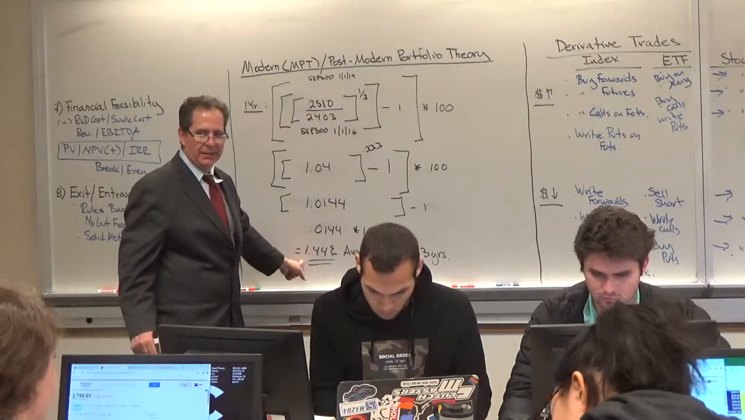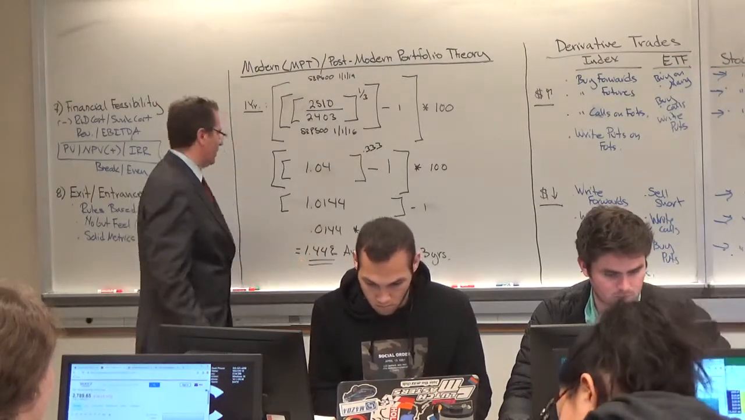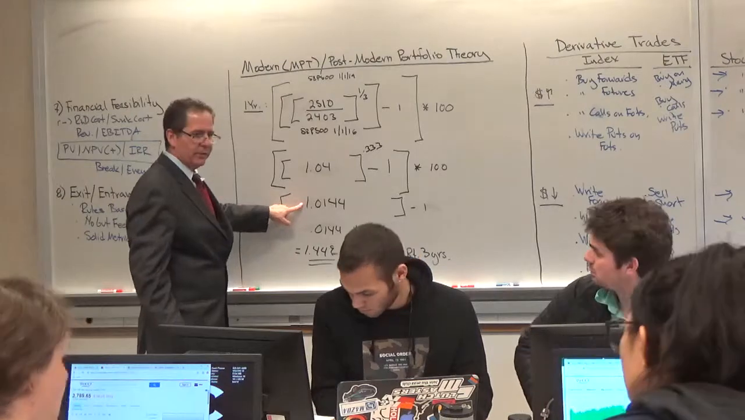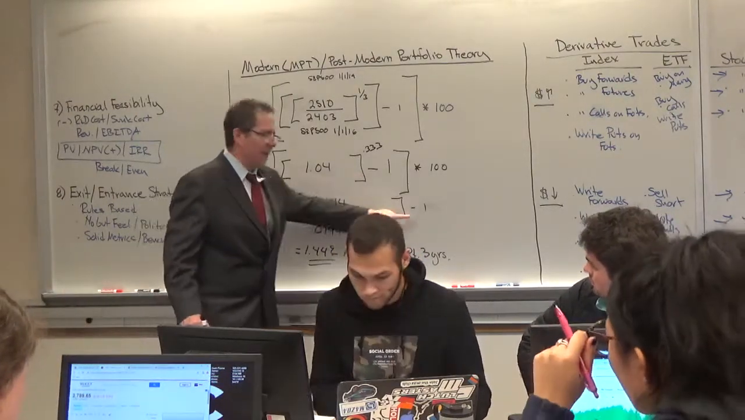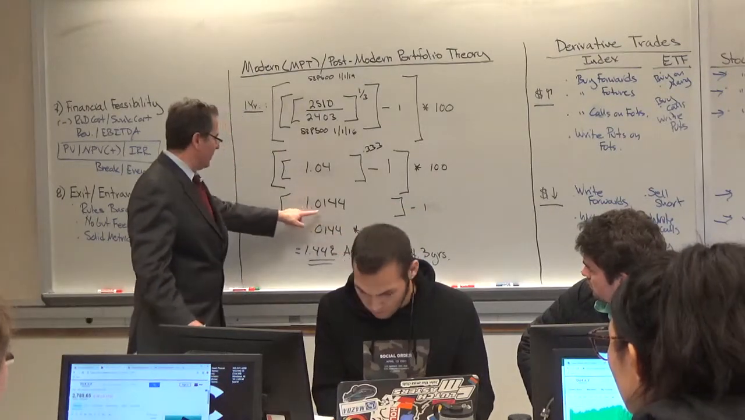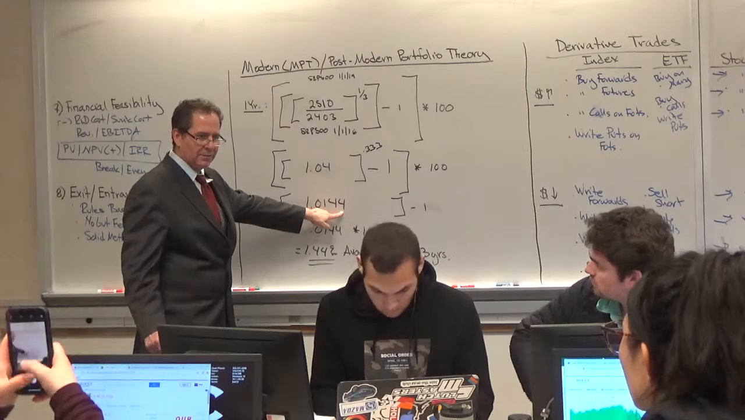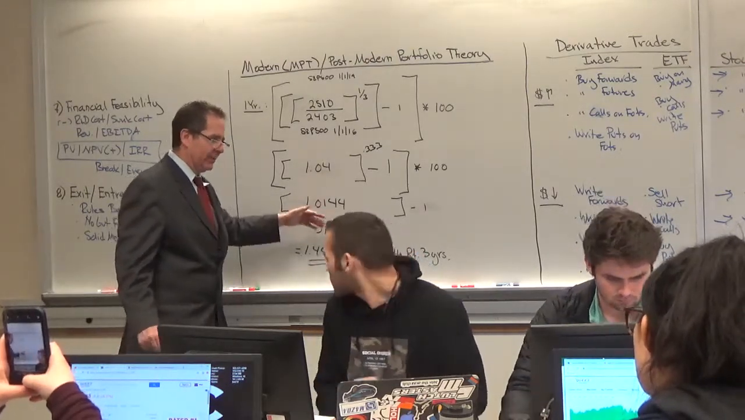Here's the key to this calculation. Are you following me? Okay. Here's the key to the calculation. Once you get here, you know what it is, right? I don't need to subtract out 1, and I don't need to multiply by 100, because I know that it's 1.44%. So I can skip these two. It's more accurate to do it this way.